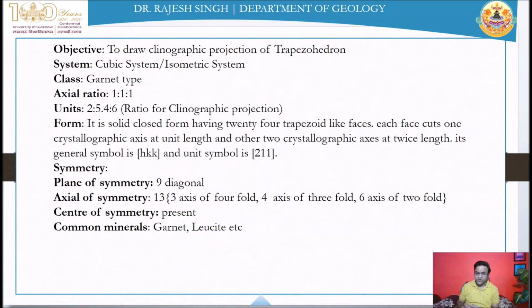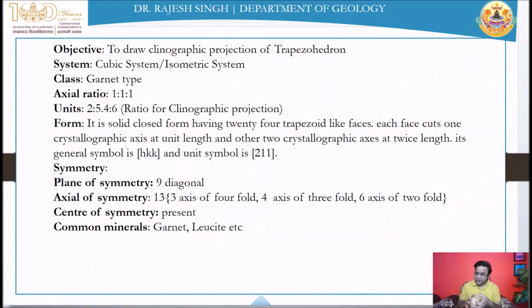In this lecture, I am going to demonstrate the clinographic projection of the trapezohedron. The trapezohedron is composed of 24 trapezium-shaped faces. It is a closed form. It belongs to the normal class of the cubic system, the garnet type, and each trapezium face intersects two crystallographic axes at equal distance and the third at a different unit.